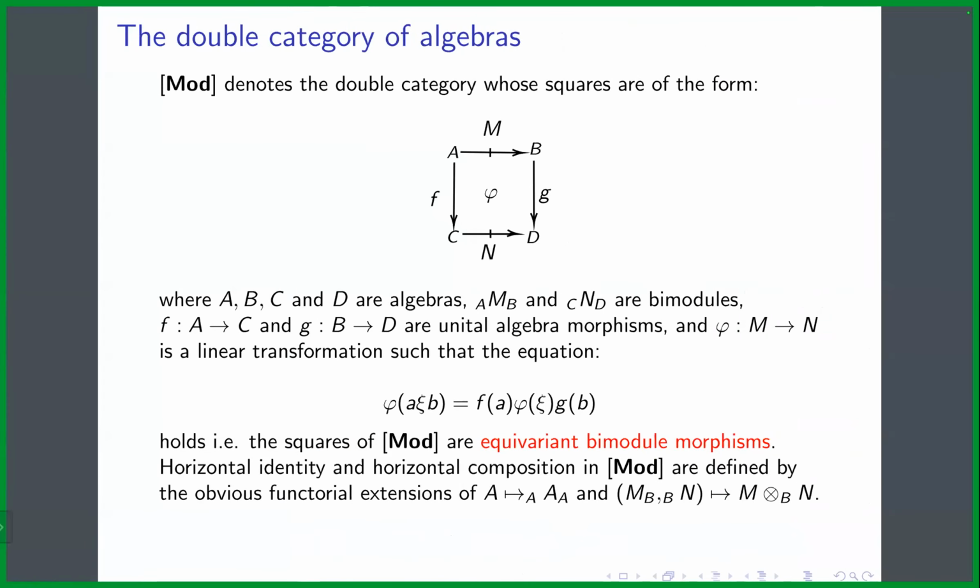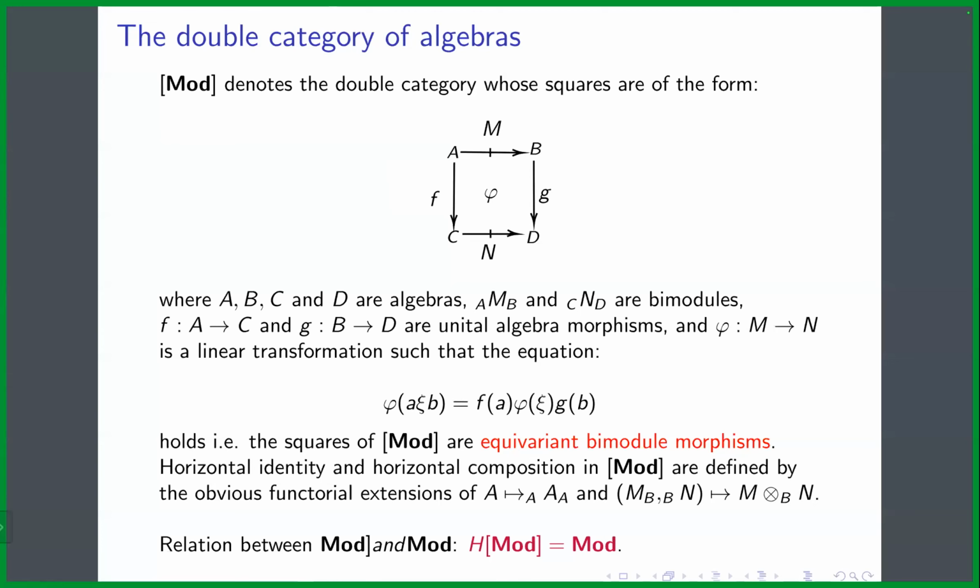Horizontal identity and horizontal composition in bracketed Mod are defined by the obvious functorial extensions of the function associating to every algebra its trivial bimodule and the function associating to every compatible pair of bimodules its relative tensor product. So these two functions have obvious functorial extensions, and these make bracketed Mod into a double category. Oh, sorry, there's a typo here.